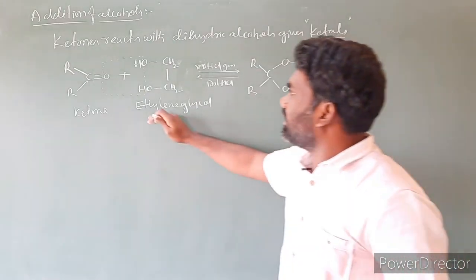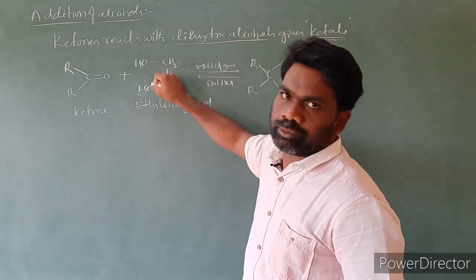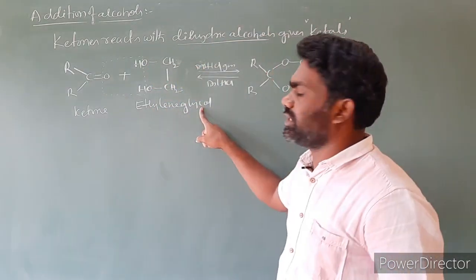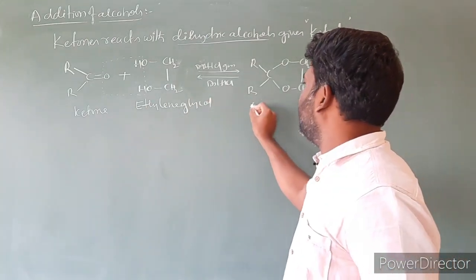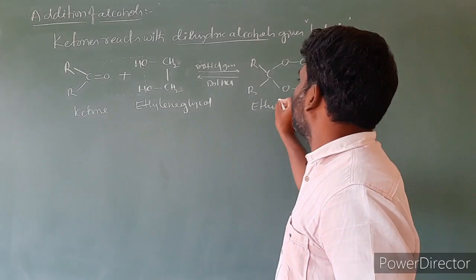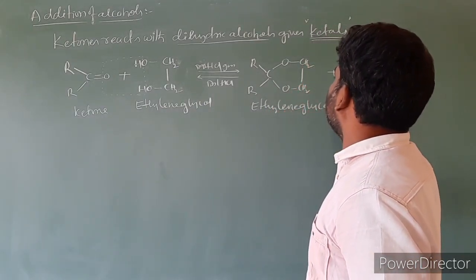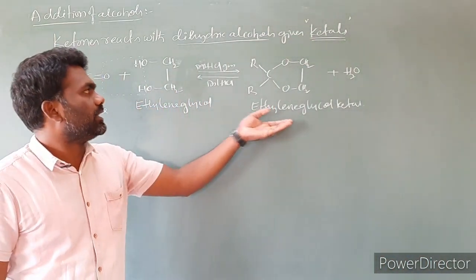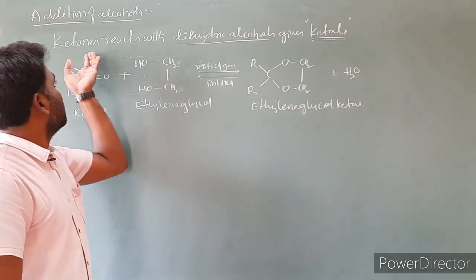What is this ketal? The alcohol, this dihydric alcohol. Dihydric alcohol means two OH groups are there. We have to call it a dihydric alcohol. This alcohol is ethylene glycol. So this compound is called ethylene glycol ketal. This is the product formed when dihydric alcohols are added to ketones.